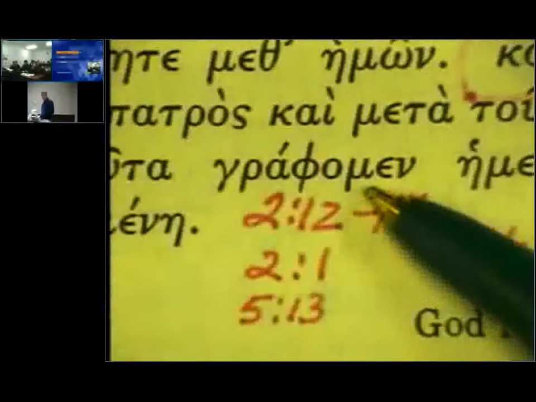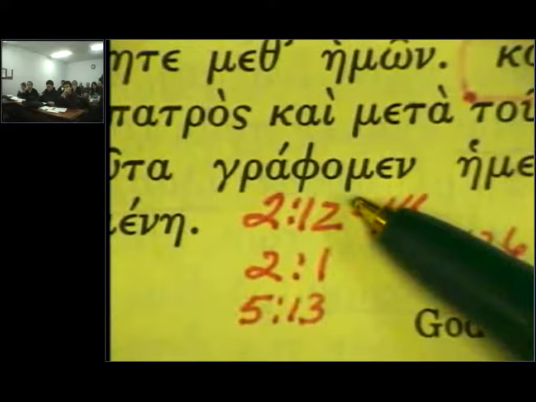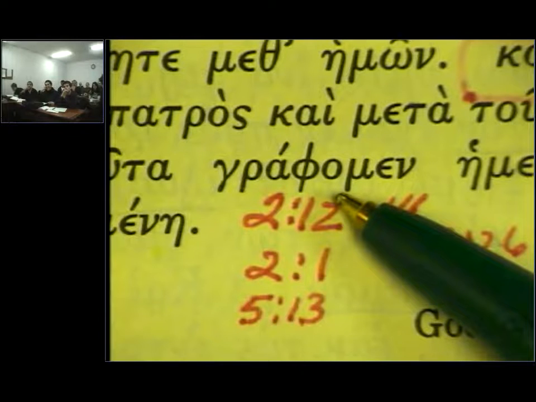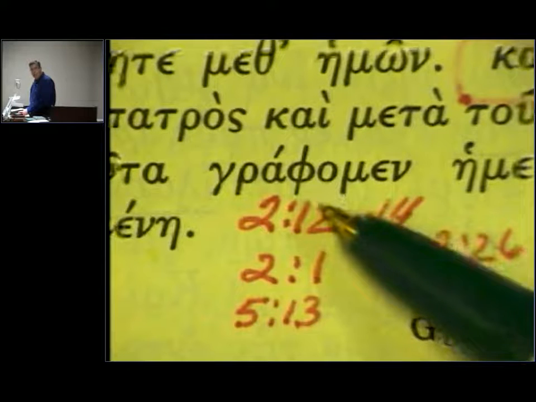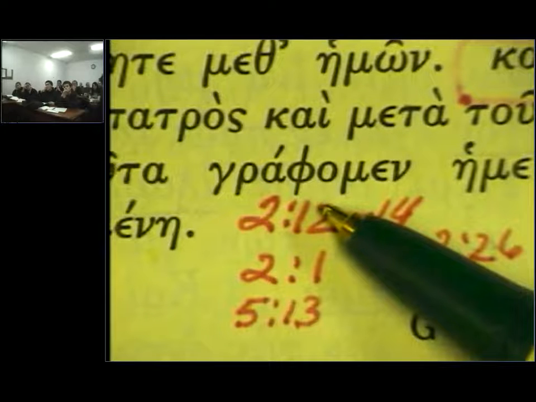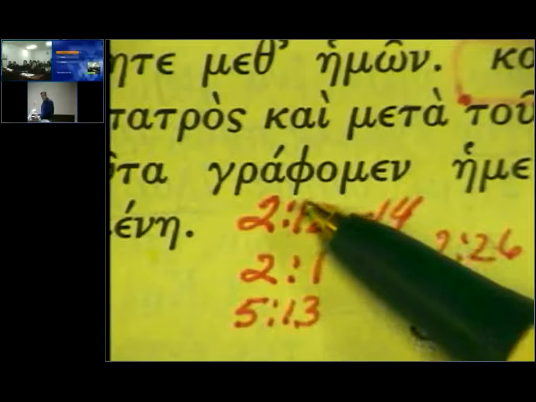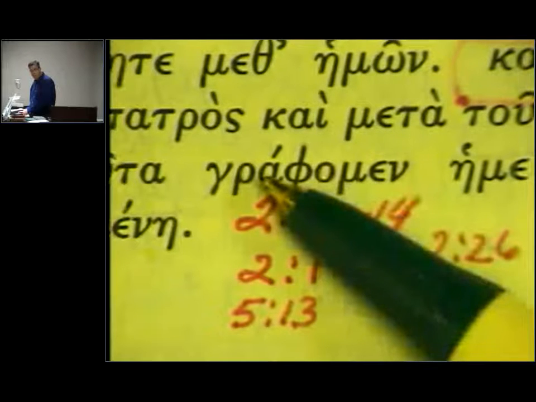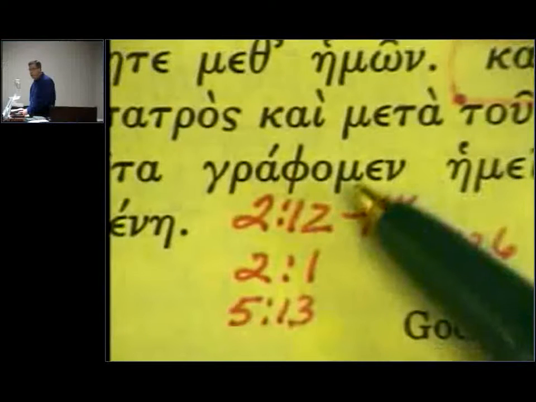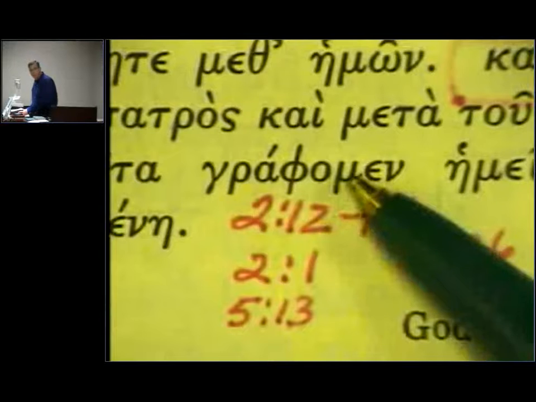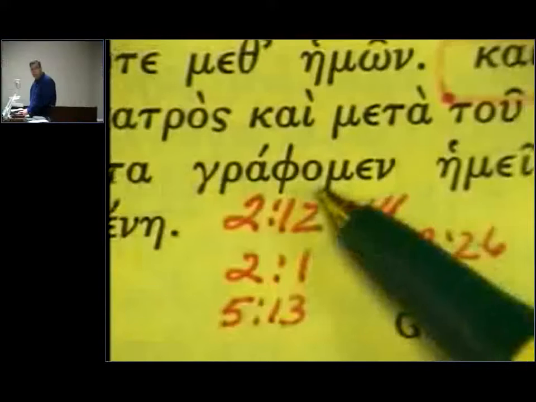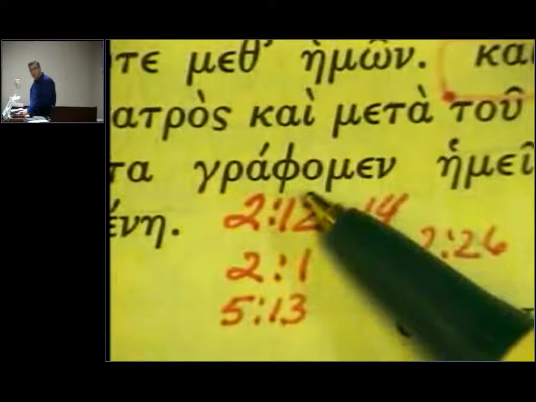Everybody pronounce this. Graphomen. What does that mean? Что оно значит? We write. See? Graphō, graphes, graphe. Видите, graphō, graphes, graphe. Everybody, graphō, graphes, graphe. Graphomen, graphete, graphousi. So graphomen is we write. See? Graphomen, это мы пишем.